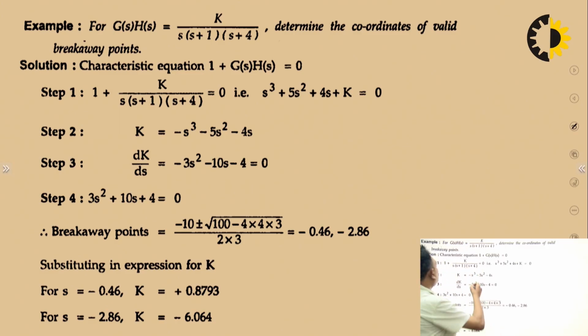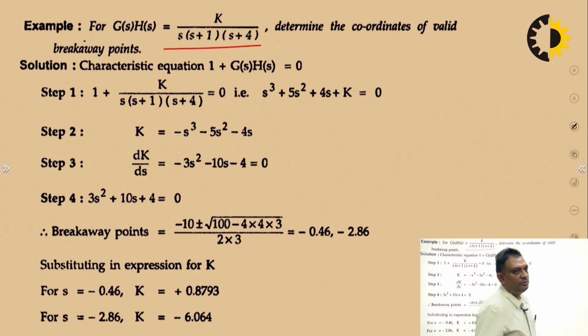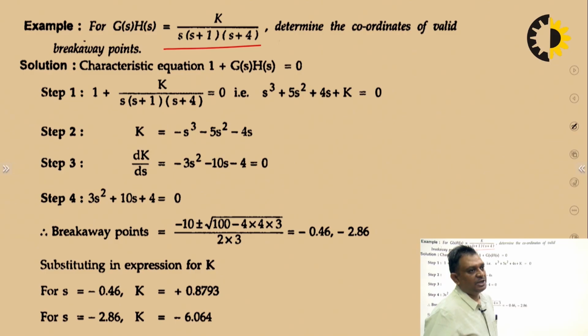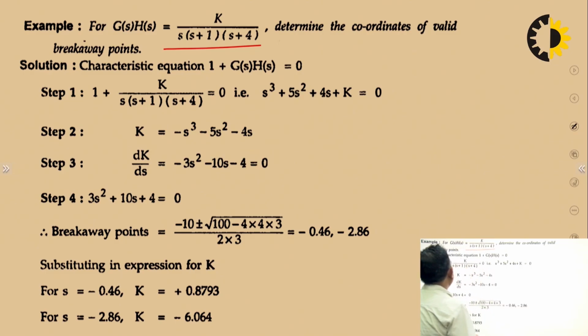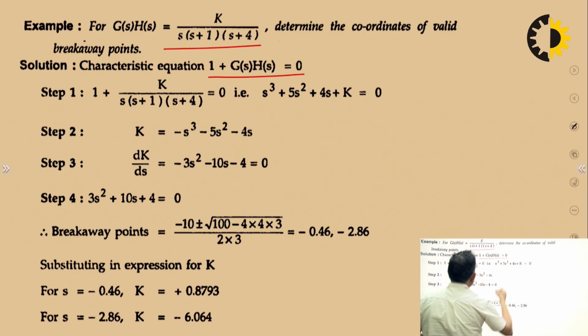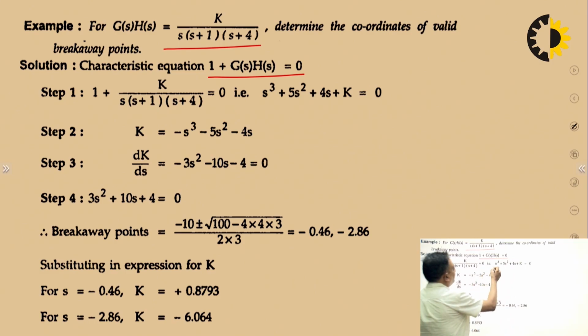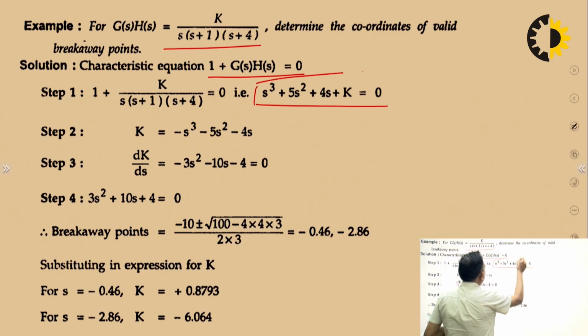Okay, so this is the open loop transfer function given to us: k upon s times s plus 1 times s plus 4. Determine the coordinates of the valid breakaway point. So first of all, we have to find out the breakaway points. Then we will check the validity of those breakaway points. So first we will write the characteristic equation 1 plus G(s)H(s) equals 0, and then we will obtain the polynomial in s. So you can say this is a third order polynomial.